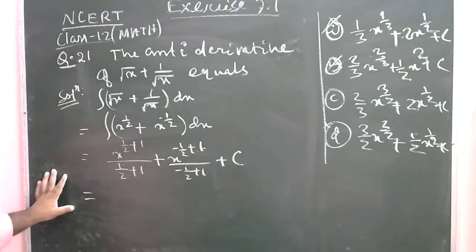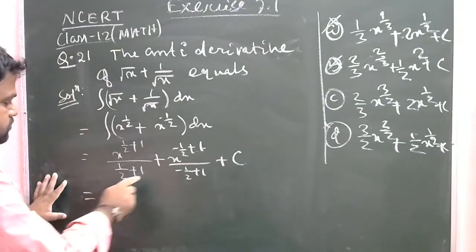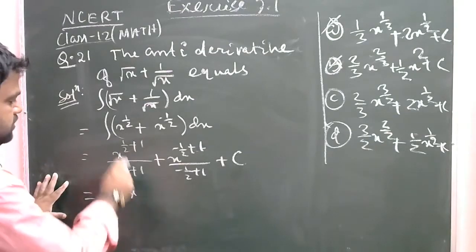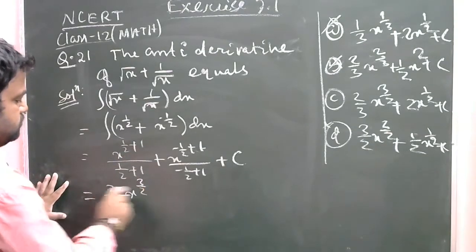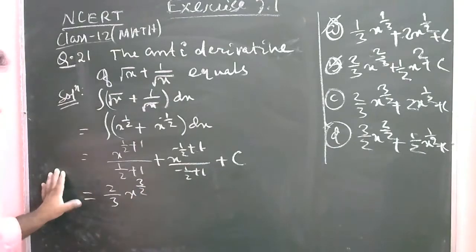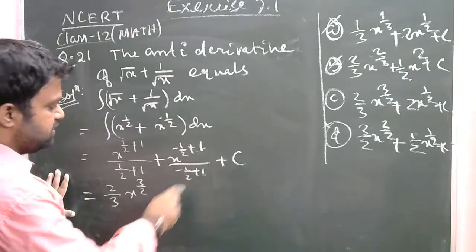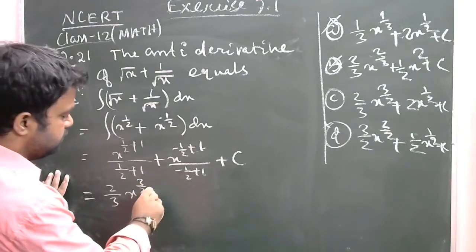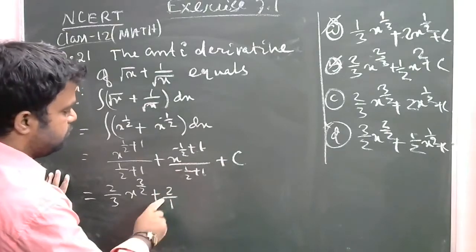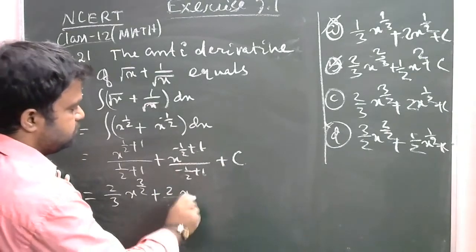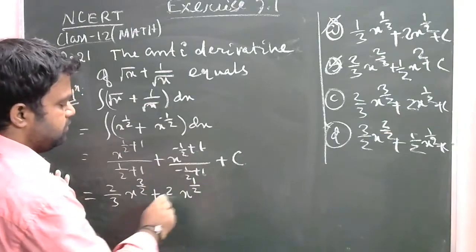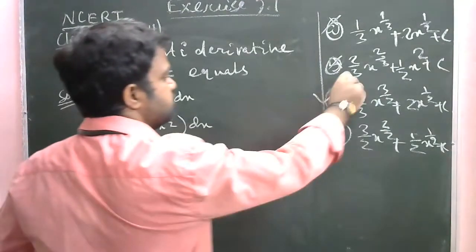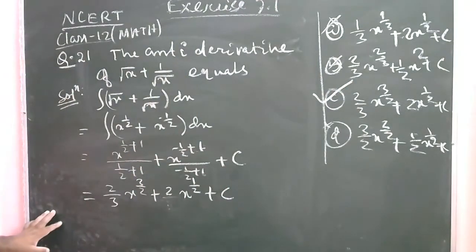So what will it be? Half plus 1 is 3 by 2. In the numerator it becomes 2 by 3. Then x to the power half plus 1 is x to the power 3 by 2. So it is the 2 by 3 with 3 by 2 combination. Now here, 1 minus half is half. Taking it to the numerator, half means 1 by 2, so numerator 2 by 1, which I can write as 2. And x to the power 1 minus half is x to the power half. So 2 x to the power half plus c. Option C, correct.